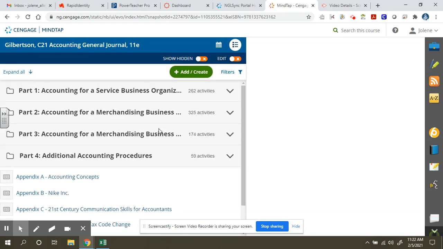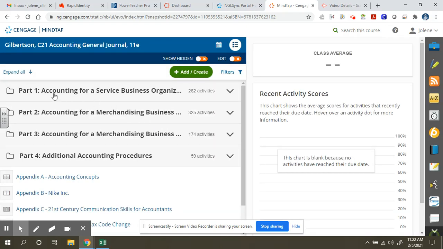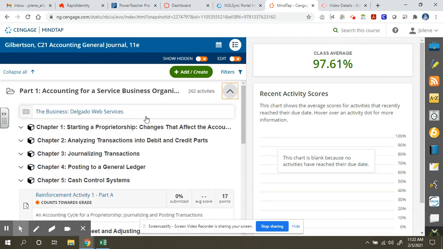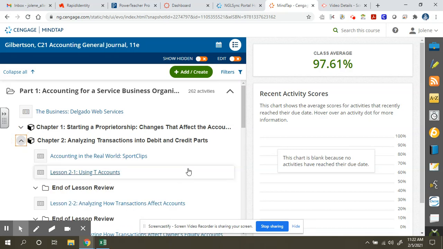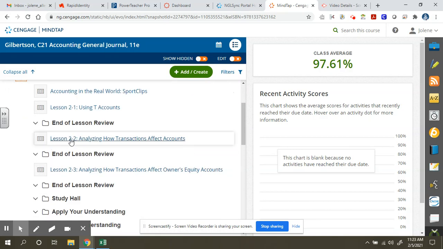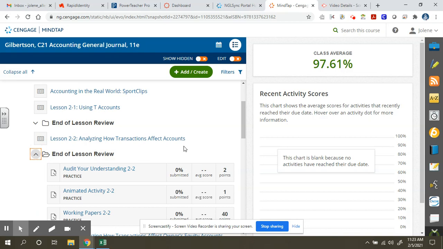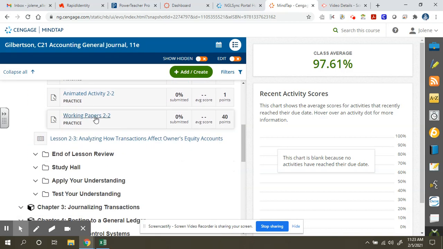All right, so I need you to first click on the first part of the book, down arrow. Then I need you to click on Chapter 2, down arrow. Today we're going to 2-2, analyzing how transactions affect accounts. And we are clicking on the down arrow that's right under Lesson 2-2, where it says End of Lesson Review. When this opens up, I want you to go to Working Papers 2-2.